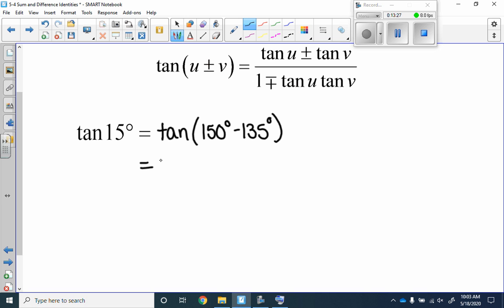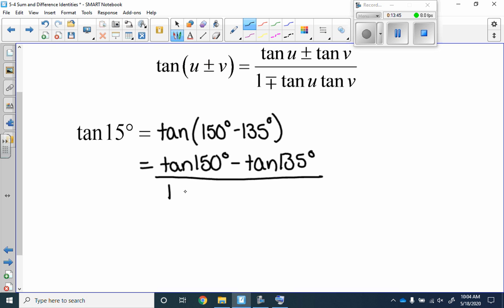So now when I take a look at my formula here, I'm going to take the tangent of 150 degrees. I'm dealing with a minus, so I'm going to subtract here on top, the tangent of 135 degrees. Divide this by 1. And since I am subtracting, I then have to add in the denominator the tangent of 150 degrees times the tangent of 135.